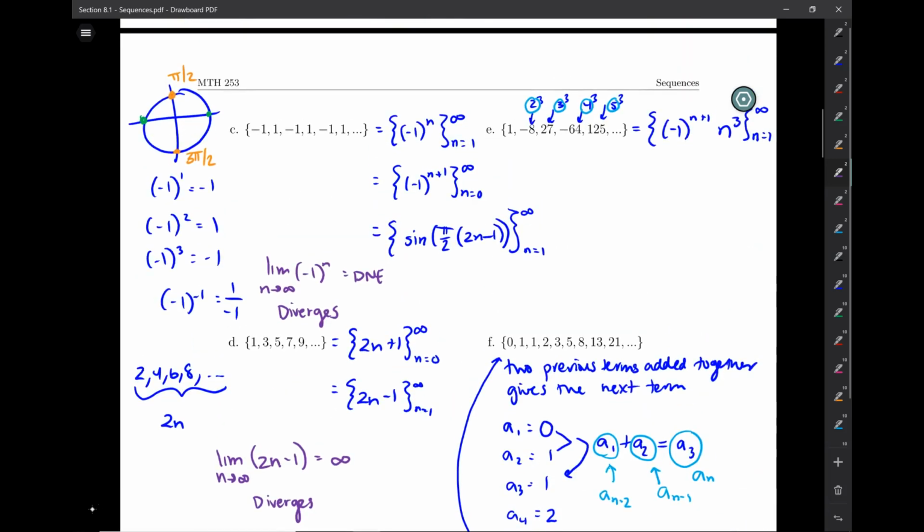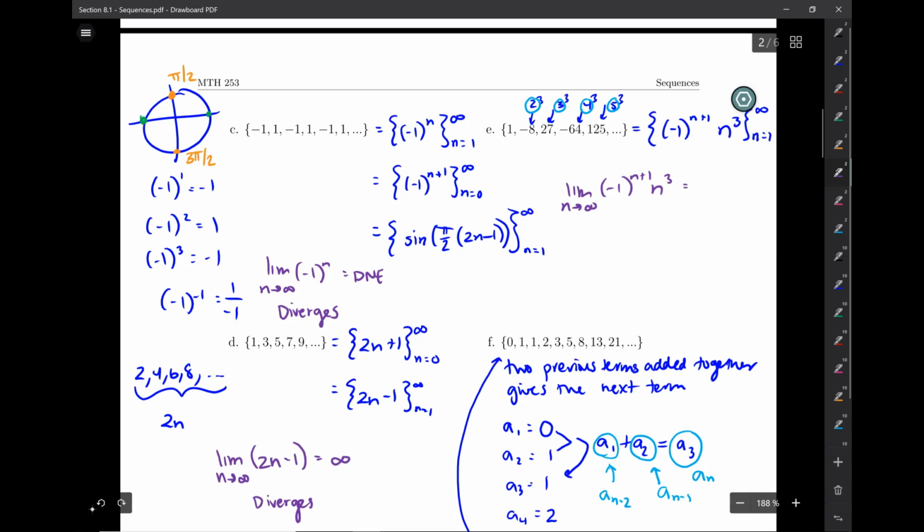Okay, part E here. Kind of similar. This one actually is almost like a combination of C and D. Not only does it alternate like C does, but the absolute value of the terms also increases without bound, like what was happening in part D here. So you could look at this in terms of a limit. Let's think of how that would play out.